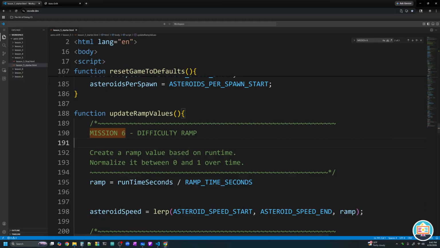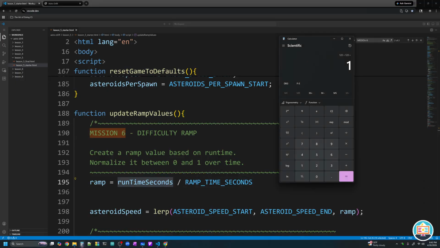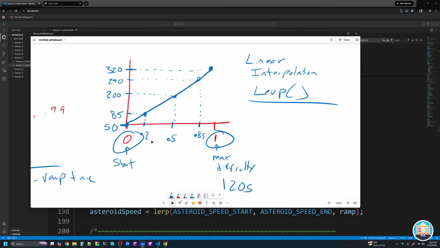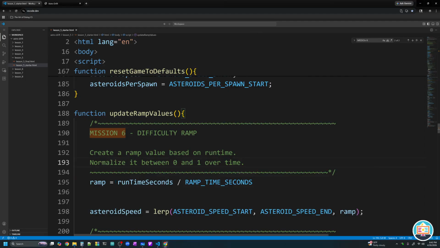Okay. But there's only one problem here. If we don't die right then, runtime seconds is going to be greater than ramp time seconds. Runtime seconds could be like 140 seconds divided by 120. And if you look, that would be 1.16. I don't have a 1.16 on my x-axis. The idea behind the ramp is that it's got to be between 0 and 1. So we somehow have to limit it right here because this is supposed to be our maximum difficulty. The game should not get any harder.